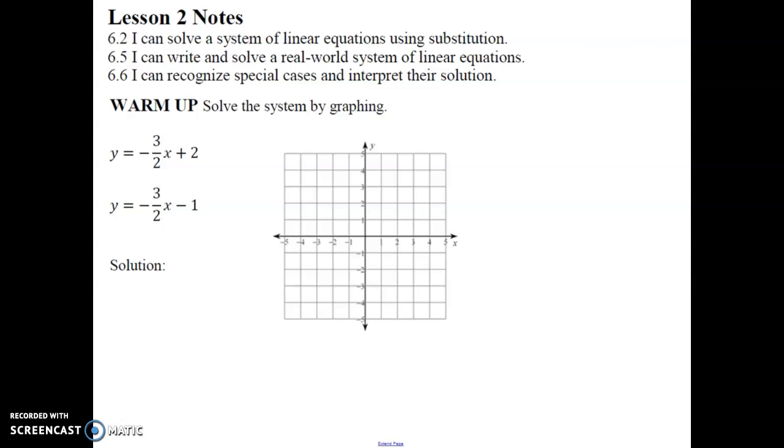Hello, before we continue on with lesson 2 and learn another method for solving systems of equations, I want you to practice solving by graphing again. So go ahead and hit pause right now. And then when you are finished, come back and check your answers.